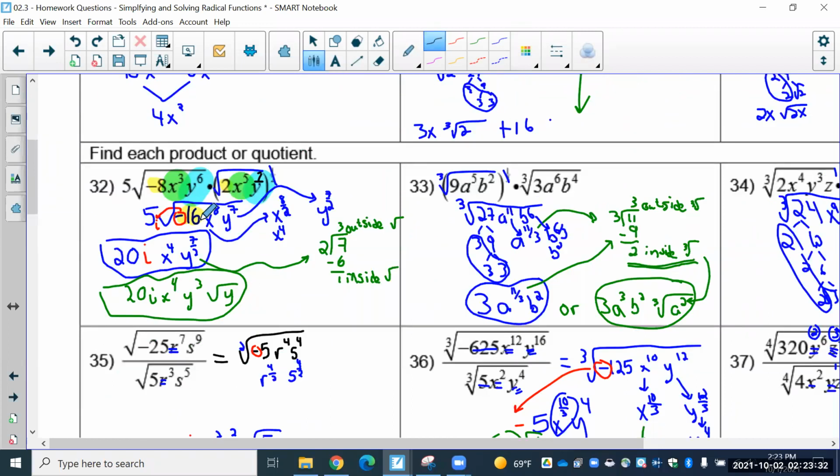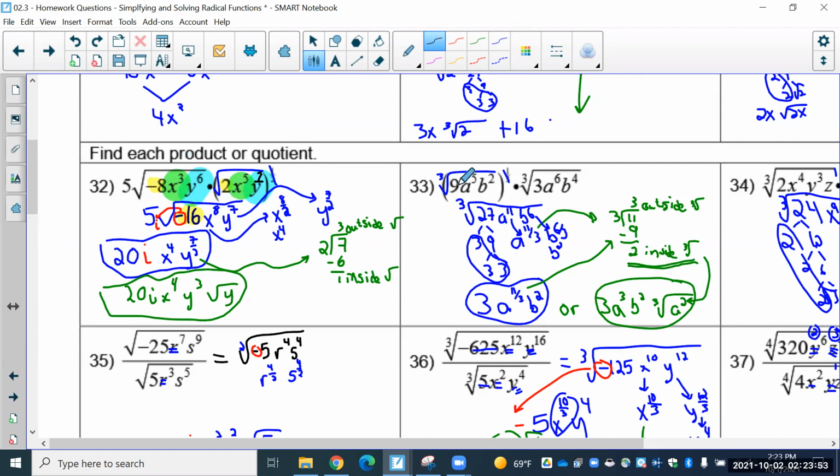When you take the square root of 16, that's a 4. So 4 times 5 is 20. That's how I got 20i. Then the 8 is really 8 divided by 2. Remember that a square root has a little 2 on it. So 8 divided by 2 is 4. 7 divided by 2 is 7 halves. And then you have to turn the 7 halves into a mixed number, which would be 3 and 1/2, or 3 and the square root of y.